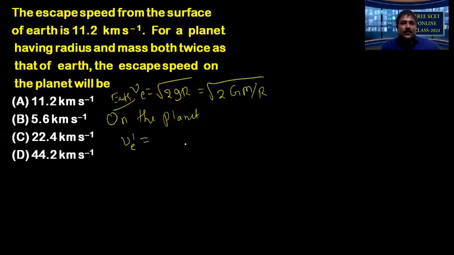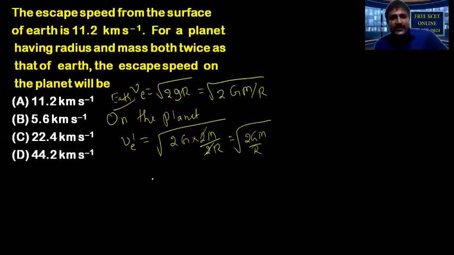V dash equal to root of 2GM, M on that planet mass, it is twice, 2M, divided by radius, it is also twice. So now 2 to cancel, what is left out? Root of 2GM by R. So thus we can say it is same as Ve. Therefore the escape speed on that planet is also same as that of Earth.